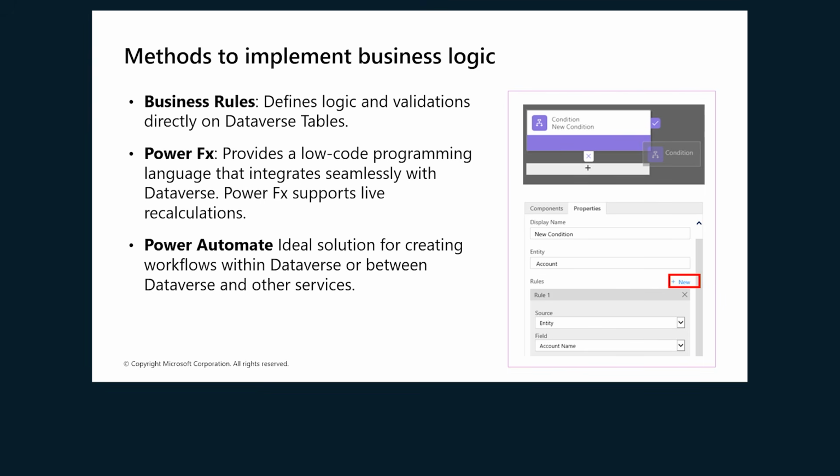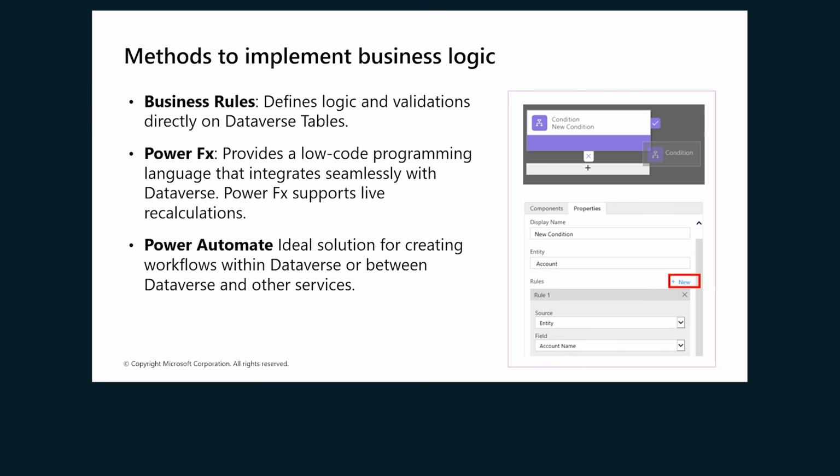apps. For example, a business rule might automatically set an order's status to completed when all the items are marked as shipped. This helps maintain data integrity and reduces the need for manual updates, especially in environments where multiple users will interact with that same data.